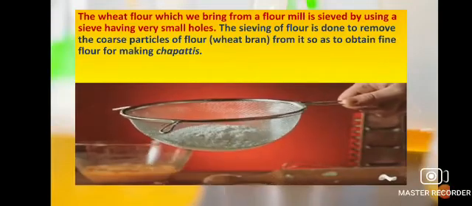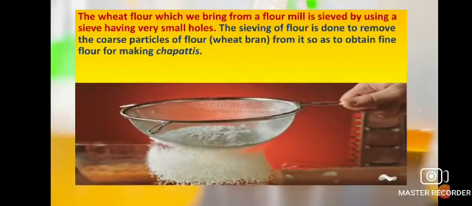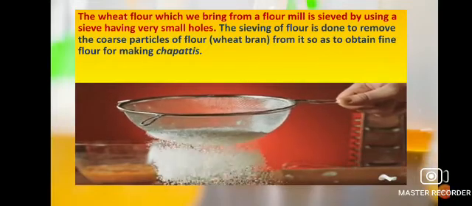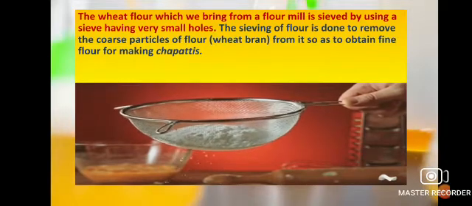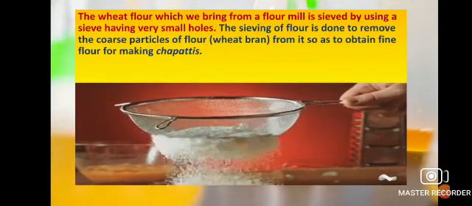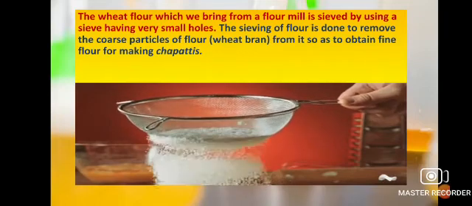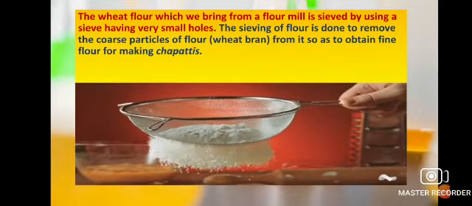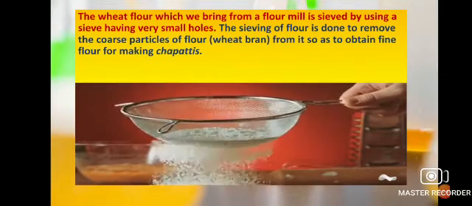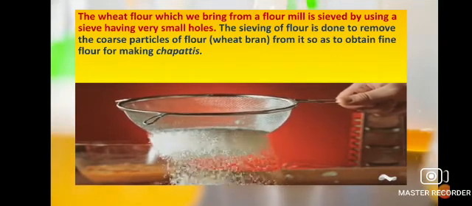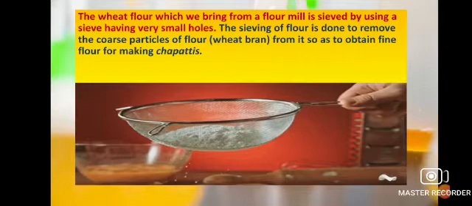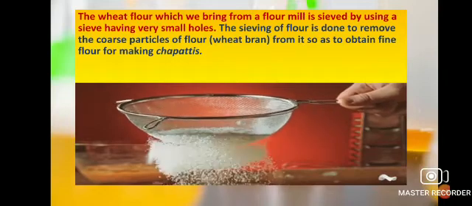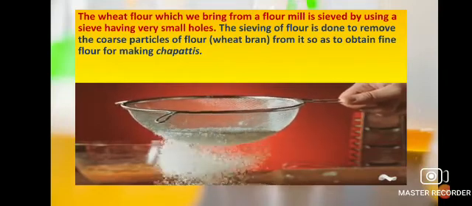Now, the wheat flour that we generally bring from the flour mill is generally sieved. At your home, your mother first sieves the wheat flour and then makes the roti or chapati. Why? The sieving of flour is done to remove what? To remove the coarse particles of the flour. Coarse particles of the flour means the wheat bran. Sometimes what happens is that the chaff along with the wheat grain also gets dried. In order to separate those coarse particles of the flour, the sieving is being done.